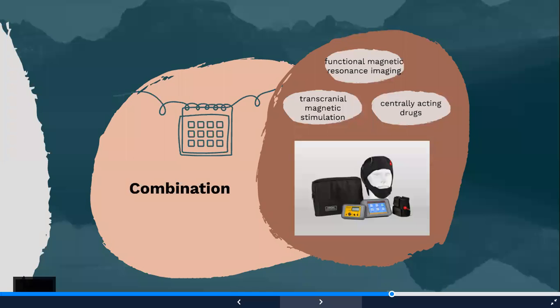Combination. We can use it with functional magnetic resonance imaging, transcranial magnetic stimulation, and centrally acting drugs.